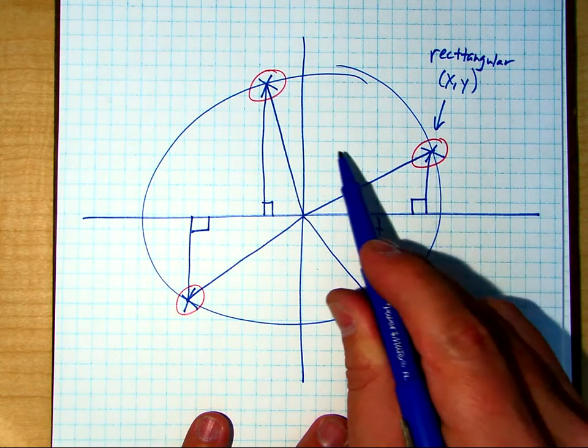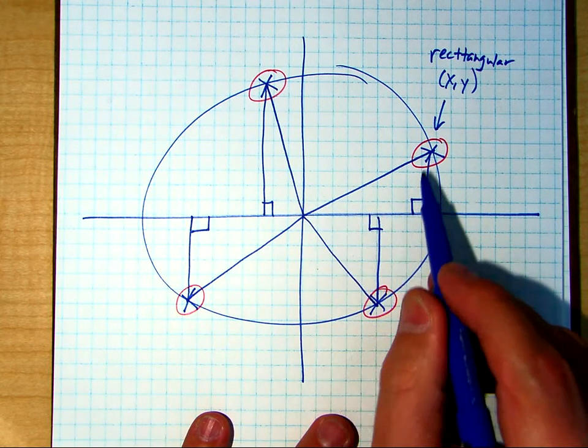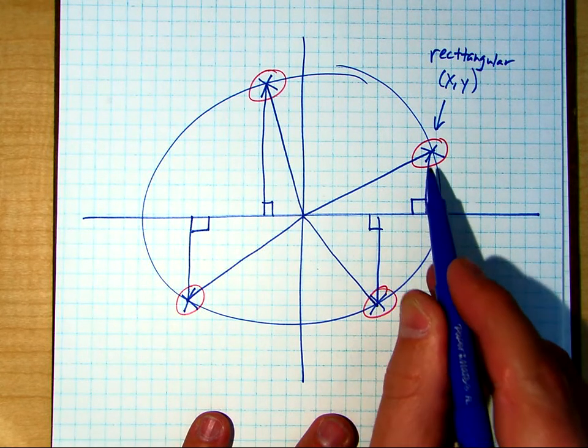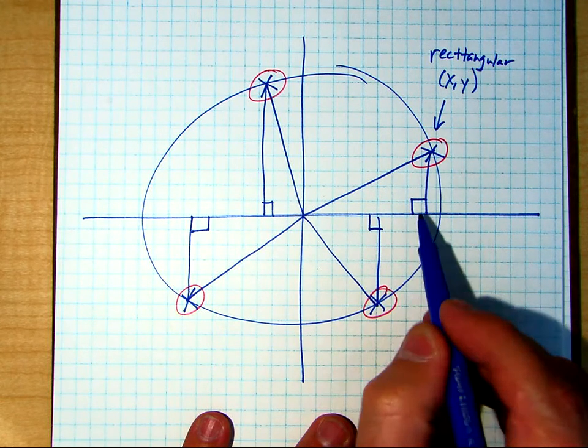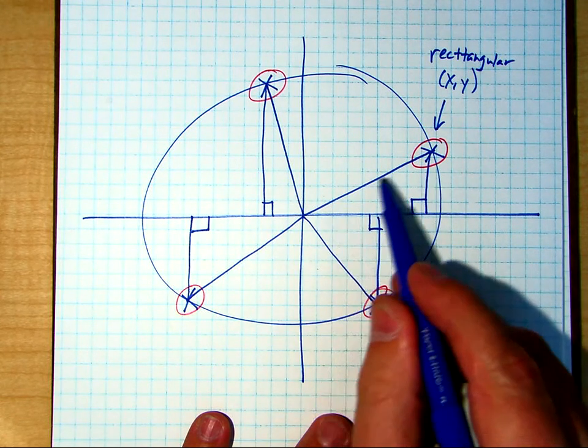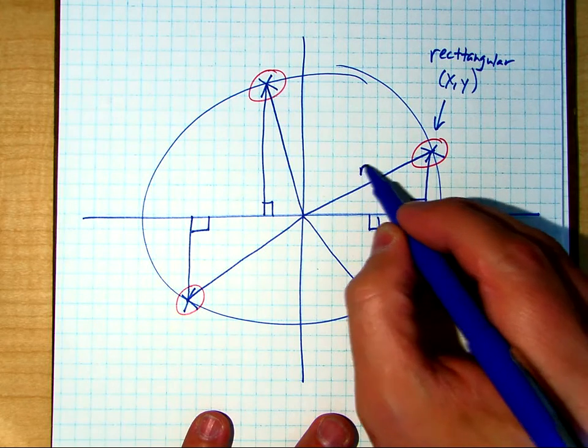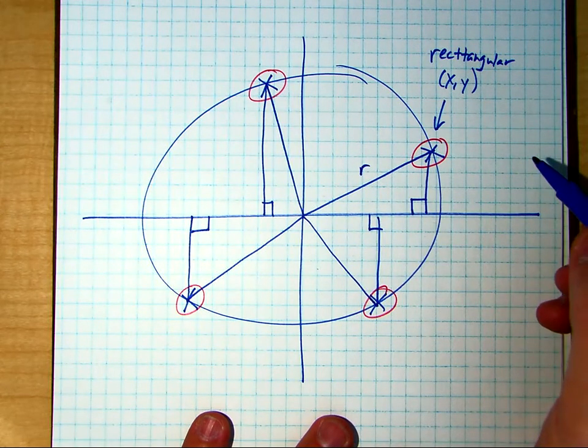If I did that in the opposite order, see, I just made a rectangle. But wait a minute. This distance right here is the X coordinate, right? And this distance is Y. Look, I just made two sides of a right triangle. Let's say the radius of this circle is some number, I don't know, R.